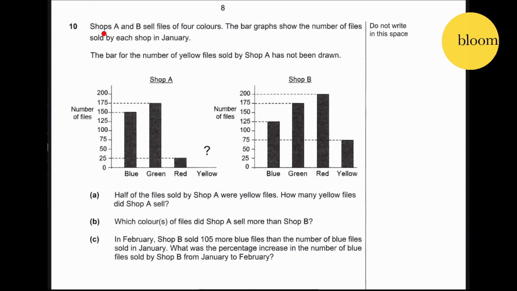Question 10. Shop A and B sell files of four colors. The bar graph shows the number of files sold by each shop in January. The bar for the number of yellow files sold by shop A has not been shown. A. Half of the files sold by shop A were yellow files. How many yellow files did shop A sell?